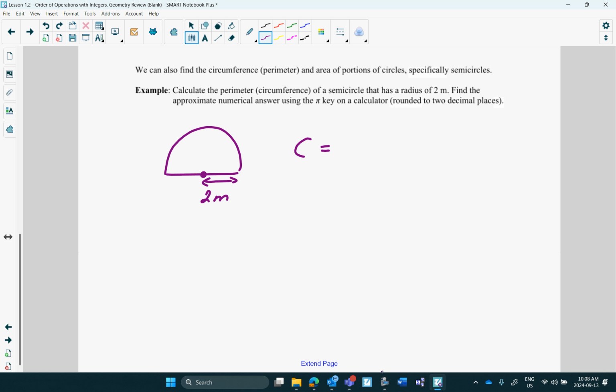How do I find the circumference of a semicircle? How do I find the circumference of a circle? What's the formula? Tell me the formula of the circumference with r in it. 2 pi r. That's a whole circle. What would you do to find a semicircle? Yeah, divide by 2.